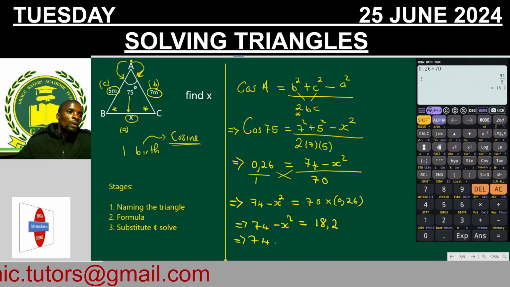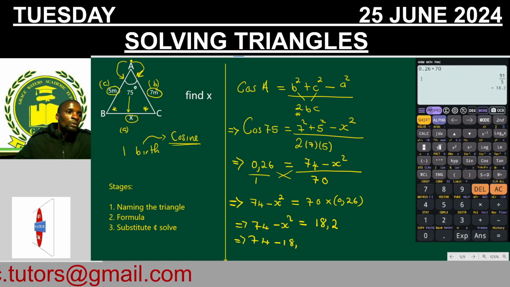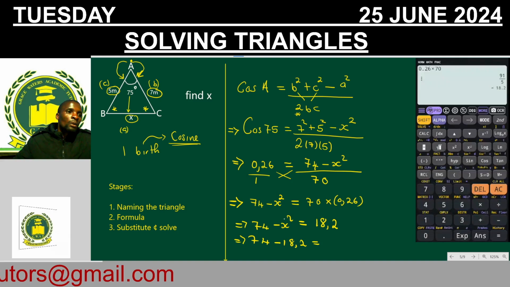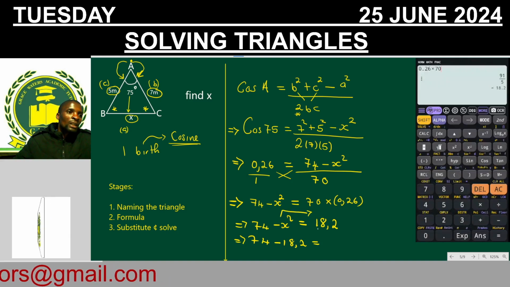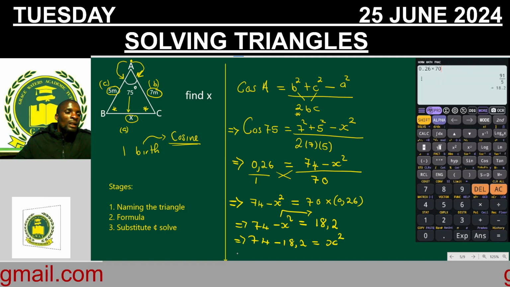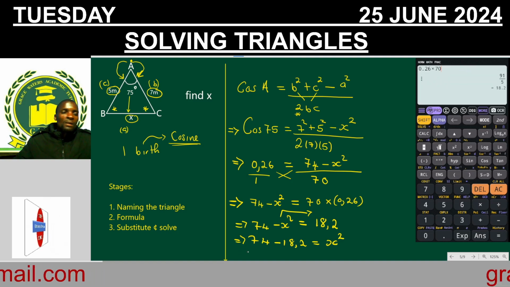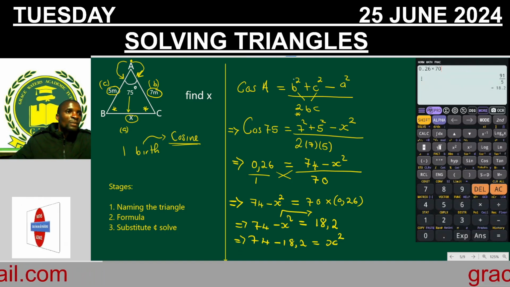74 minus 18.2 equals, when x crosses the equal sign, the sign must change to a positive, so we'll have x squared here, and this means, all right, let me just create space here.